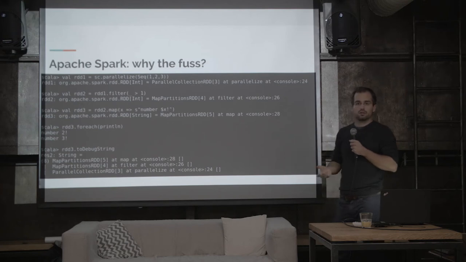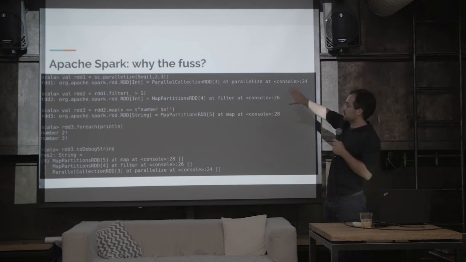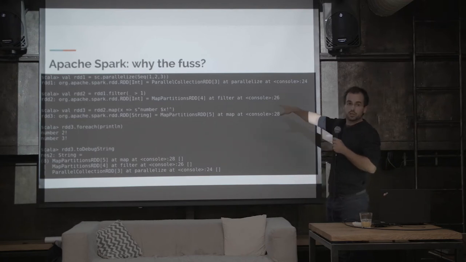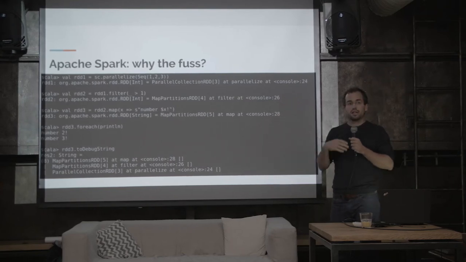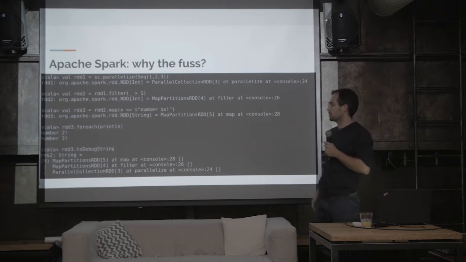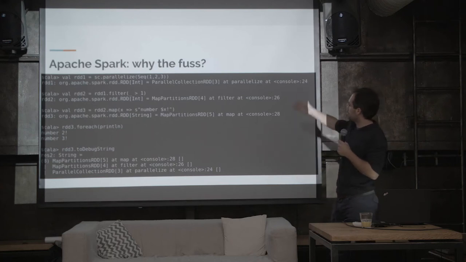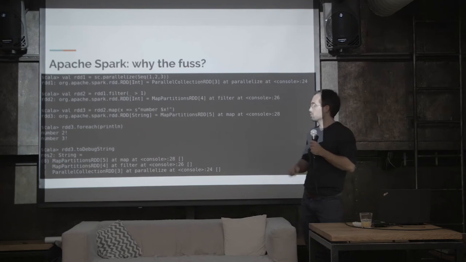Another important thing is that RDDs are lazy, which means that nothing gets executed in those three steps. Those are only transformations, and if we don't call an action which returns some result to a user, saves a result to disk, or prints it to the console, like foreach, then nothing will get executed. So the whole processing is executed in this foreach println step.